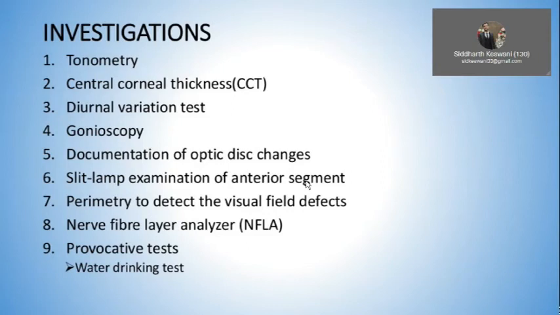Then we have central corneal thickness, diurnal variation, and gonioscopy. Gonioscopy is again used under the slit lamp only. We check the angle, so basically the angle of the anterior chamber is seen with the help of gonioscopy. Then we have the documentation of the optic disc changes.